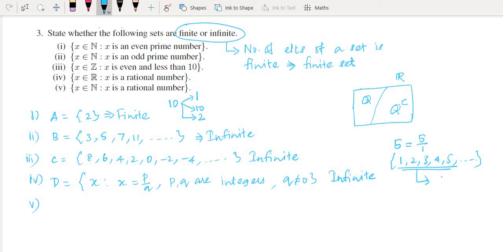So if I take any random number a, that number can be written as a by 1, which is a rational form. So all the natural numbers are rational numbers. So this set is simply the set of all natural numbers, which is nothing but 1, 2, 3, etc. So this set is also an infinite set, as it contains infinitely many elements. We have no end here, no? So this set is also an infinite set.